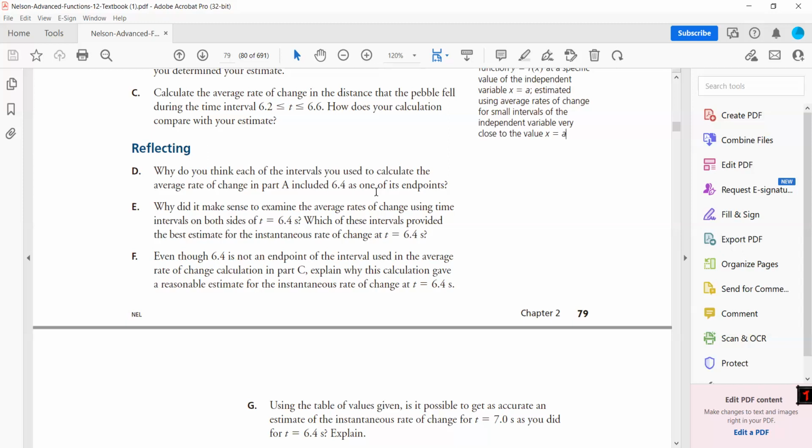In this particular case, 6.4 was here, 6.2 was here, 6.6 was here. And the instantaneous rate of change would be the same as we approach 6.4 from the left side as well as from the right side. It should be the same, or very close to each other. The way we came into this point, we're going to exit in the same way from this point.